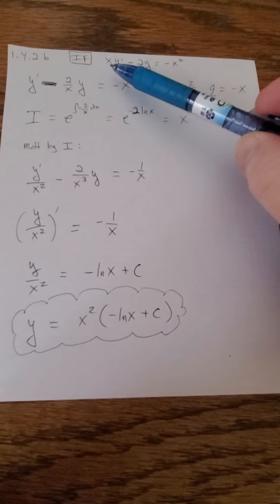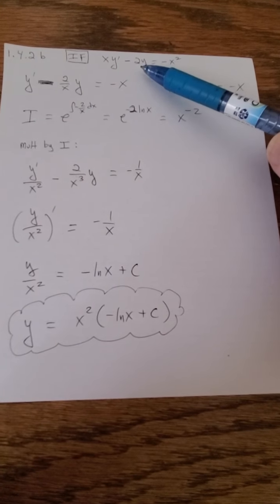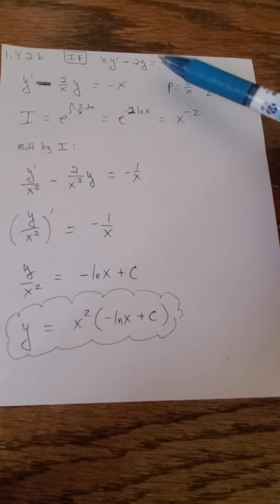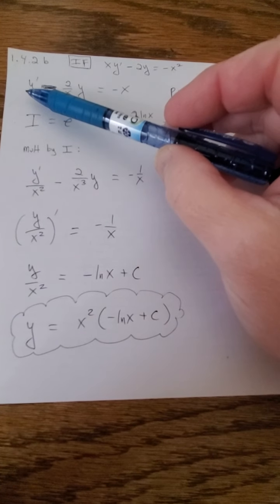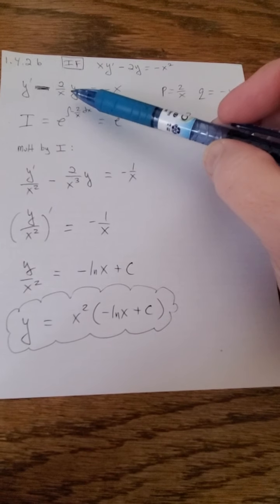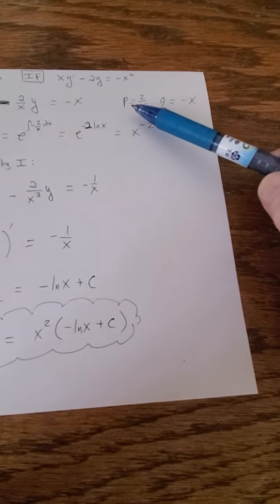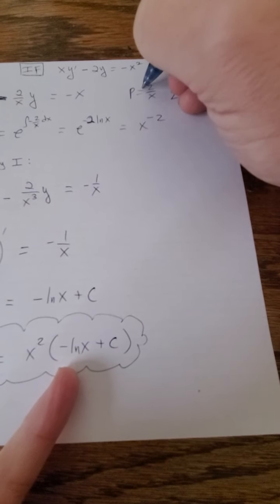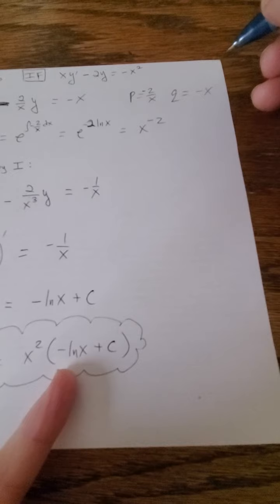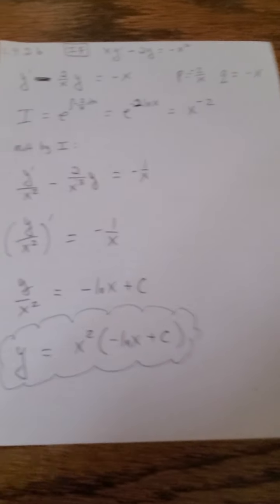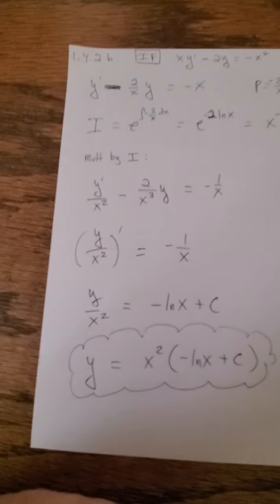So here's my differential equation: xy prime minus 2y equals negative x squared. And I'm going to put this into the proper form, which means I have just a plain y prime, and then a function of x times y, and then some other function of x. So p now is going to be, sorry, it should be negative 2 over x. And q is equal to negative x, and now we're going to do our integrating factor magic.